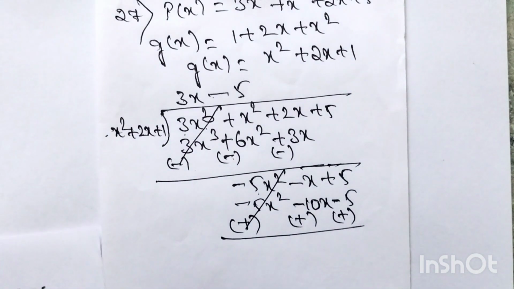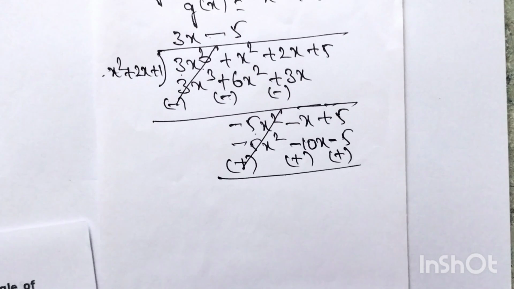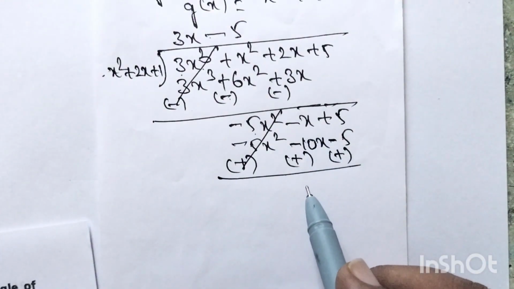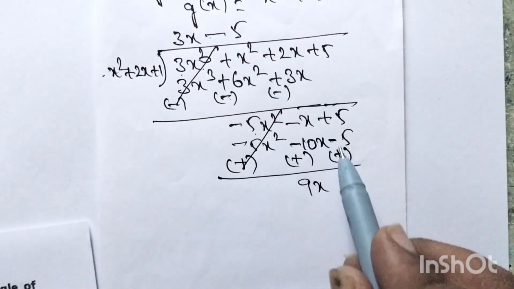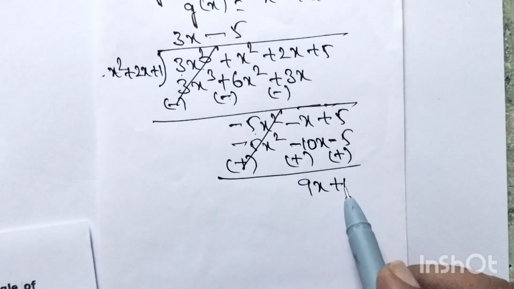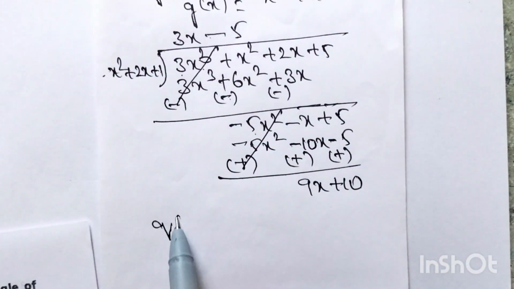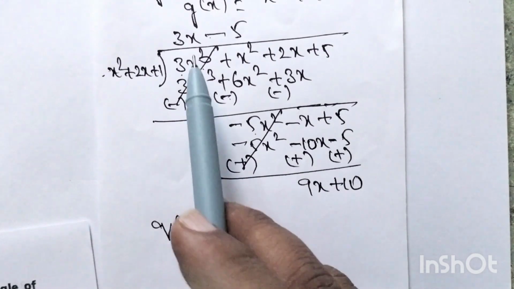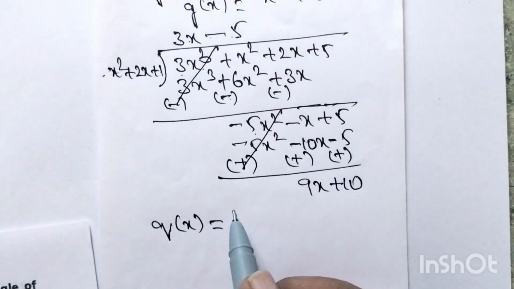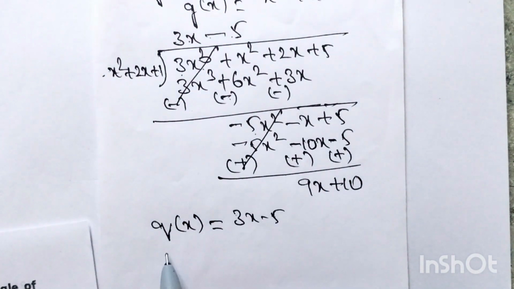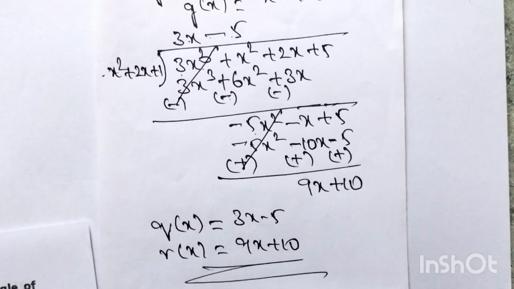So minus 5x square plus 5x square get cancelled, 10x minus 1x is 9x, then 5 plus 5 is 10. Therefore the quotient of the given polynomial is 3x minus 5, that is the quotient, and the remainder of the given polynomial is equal to 9x plus 10. So like this we have to find out the quotient and the remainder.